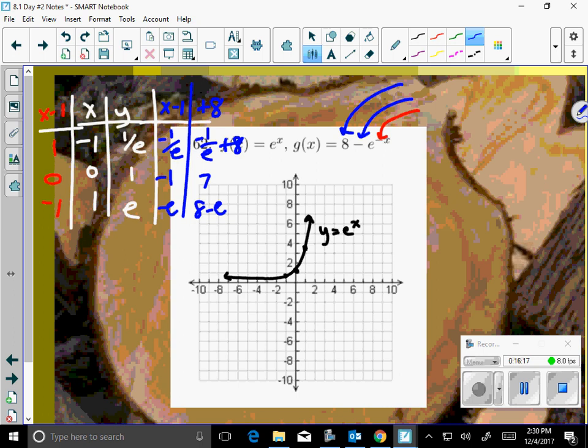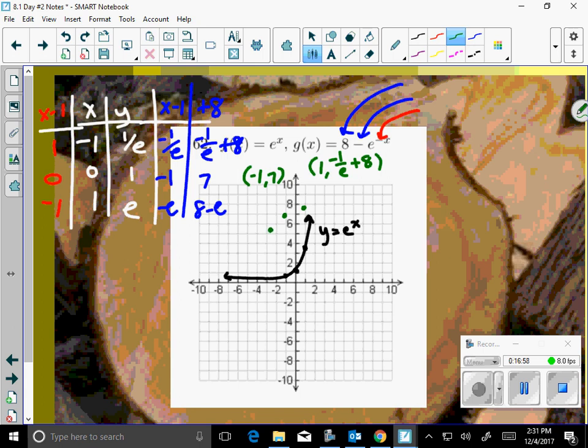So let's sketch these points. 1, comma, a little less than 8. There's that point. -1, comma, 7. And -e, comma, 8 minus e. -e is a little less than 3. 8 minus e will be a little bit more than 5.